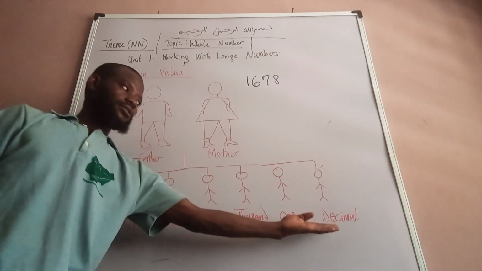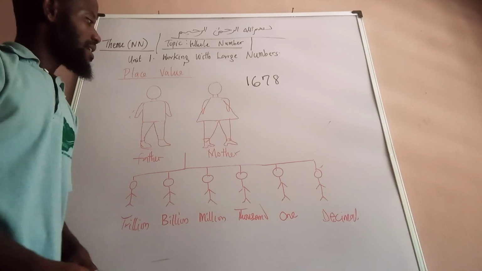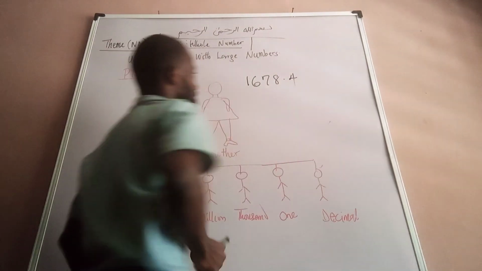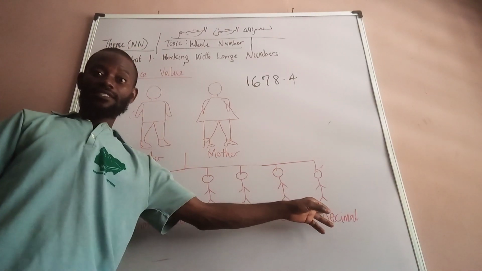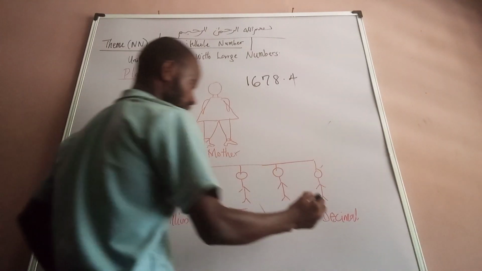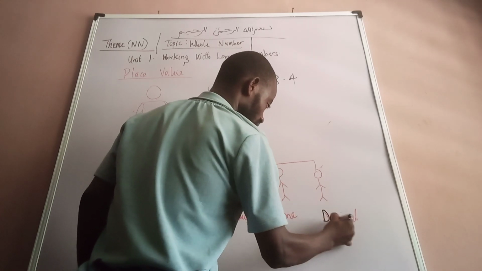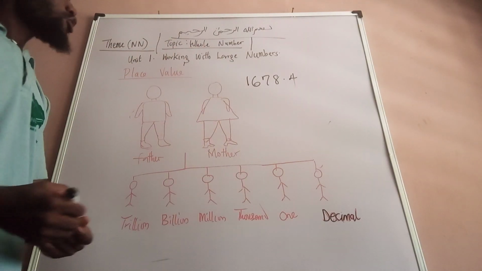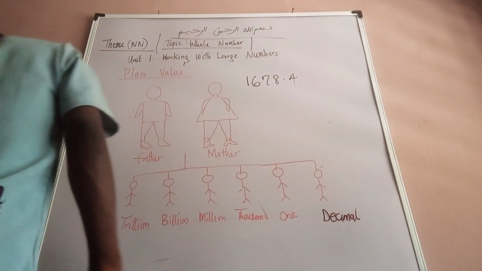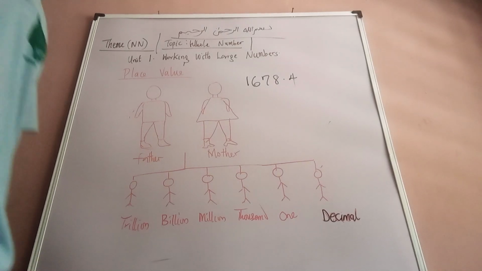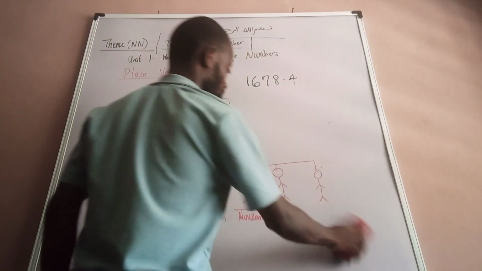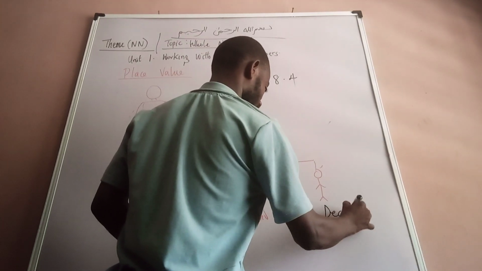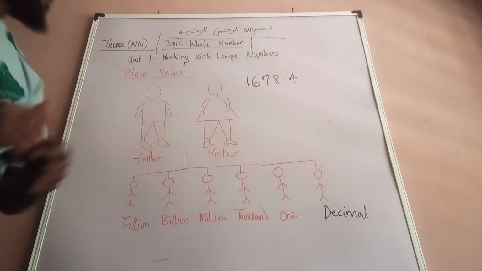Look at all these guys. This one, I call decimal, the point 4. This young one is the one that I take as the fetus, the one that is still in your mother's womb, that is yet to come, that you are expecting.